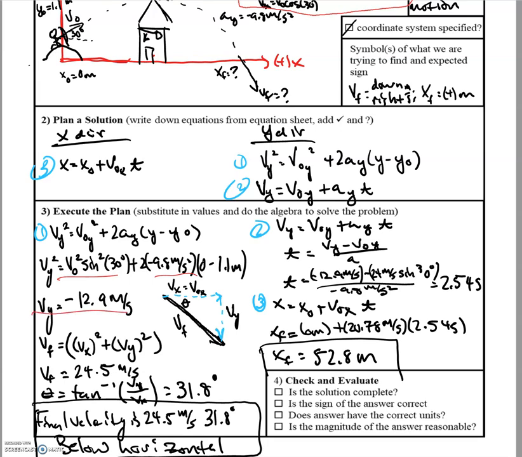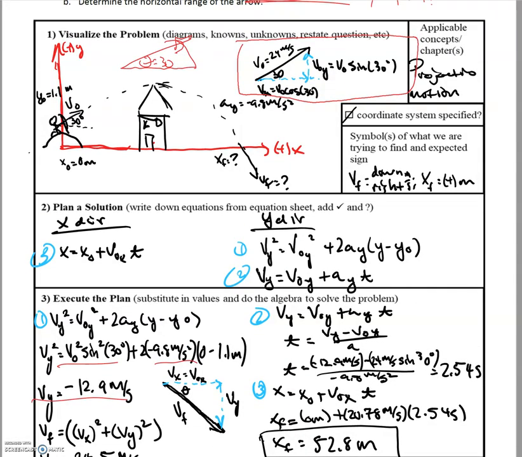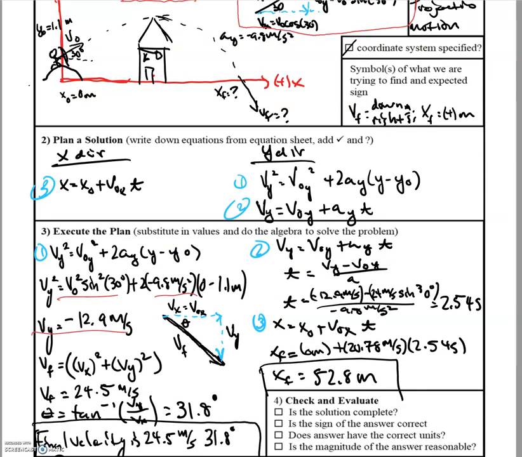We find it's negative 12.9 meters per second. So that means our y component of the final velocity needs to be pointing downwards when we draw the components to combine them into the final velocity. How do we get the final velocity in the x direction? Well, acceleration is 0 in the x direction, so as soon as you solve for the component of the initial velocity in the x direction, then you know what the final velocity x component is.